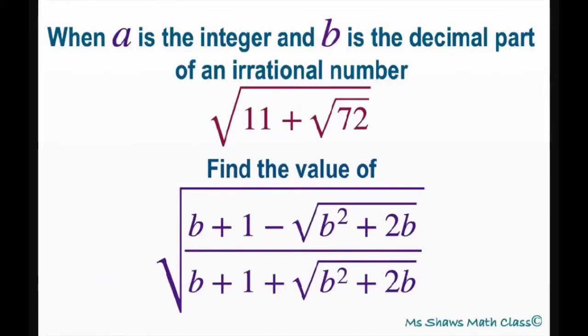Everyone. When A is the integer part and B is the decimal part of the irrational number square root of 11 plus square root of 72, we're going to find the value of this expression. All right, so let's first work on this. We have these double radicals here. You could just put this in the calculator and you get 4 point something, but we're going to have to find the B part.